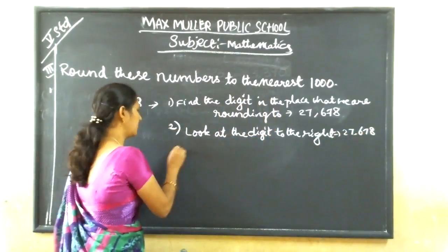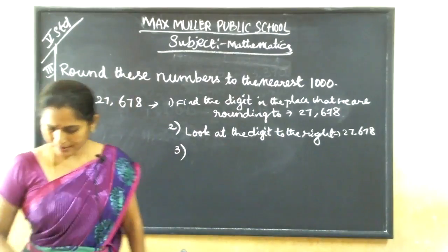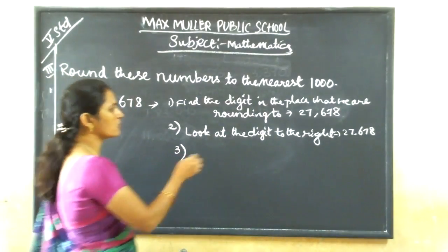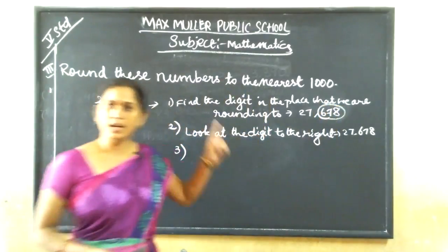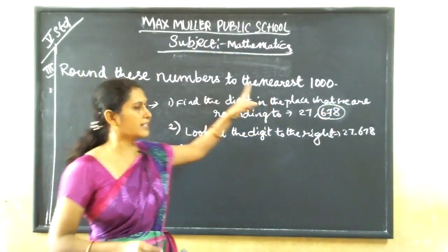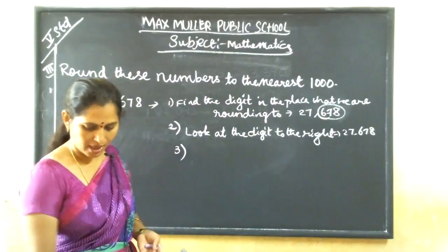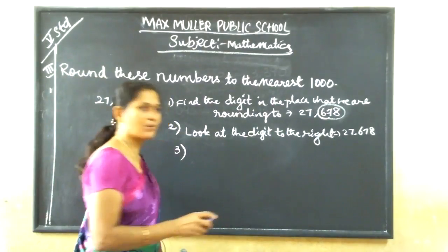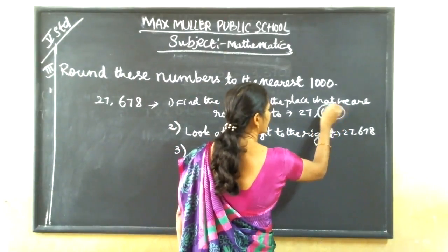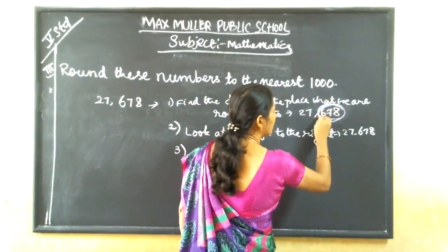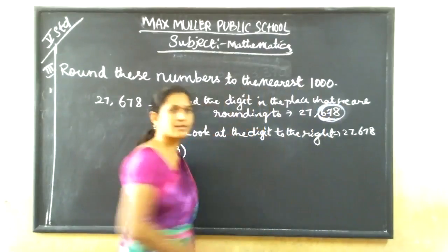27,678 was given. Okay. Next, third step. What is the third step? Since 6 is more than 5, here you have to see this column. Round to the nearest tens means we have done the ones column. Round to the nearest hundred means we have done the tens column. Now we have to see the hundreds column.